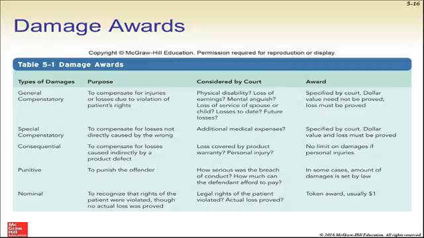Okay. I also want you to focus on consequential. So I'm skipping over one and going to consequential. That's to compensate for losses caused indirectly by a product defect. So an example, a patient was harmed when the oxygen tank she was using exploded. She would seek consequential damages. The other one I want you to focus on is punitive. That's to punish the offender. So that's damages awarded by the court to punish the defendant, and those are called punitive damages.